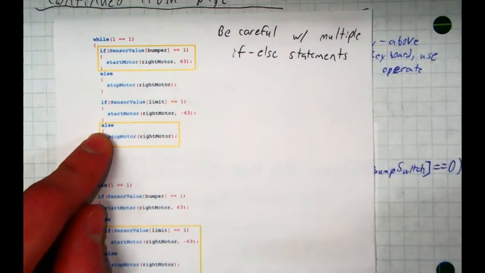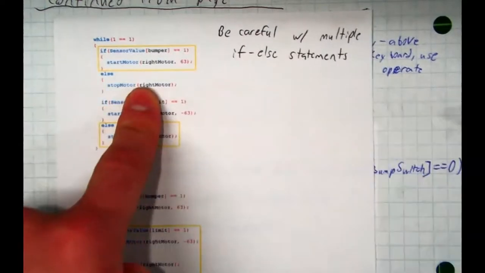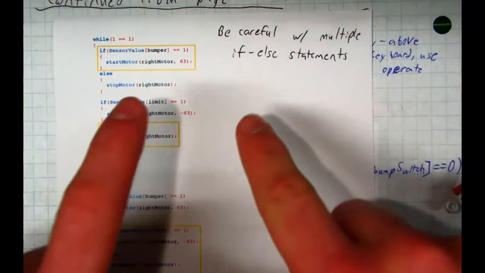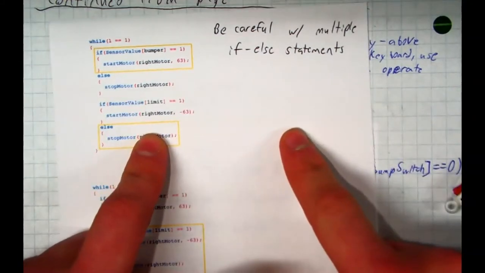That's way too easy, right? It's obvious what they want to do. You push one switch, it goes forward. You push the other switch, it goes backwards. And if you're not pushing either, turn the motor off. But think about it. What happens if I push both switches at the same time? It can't go either direction, can it?